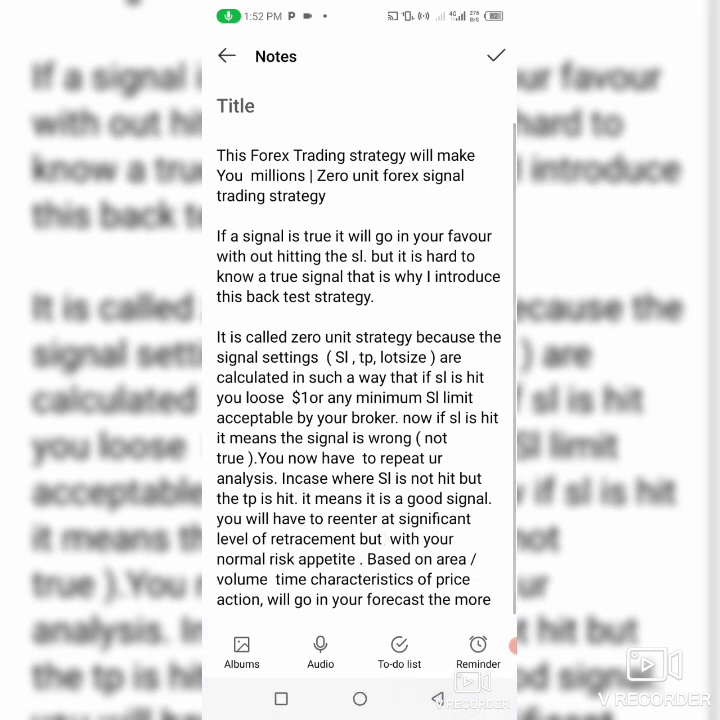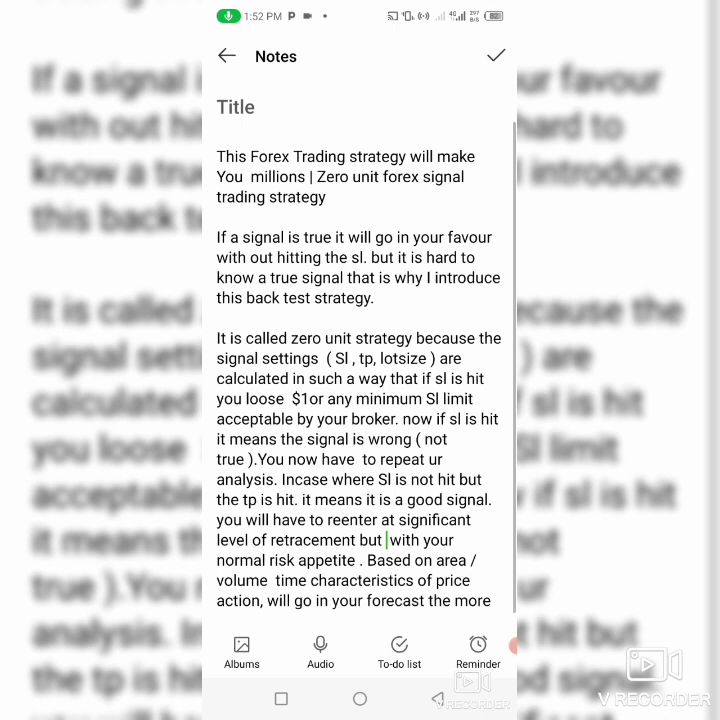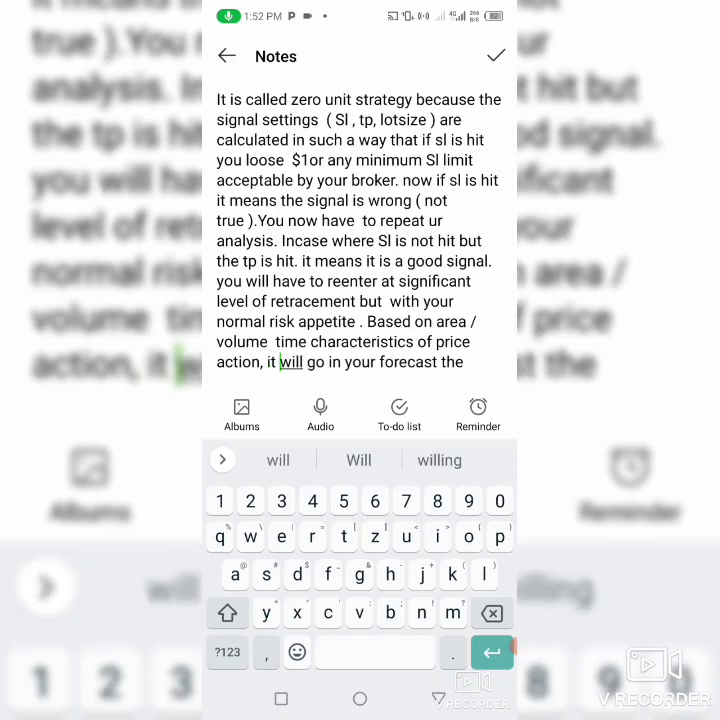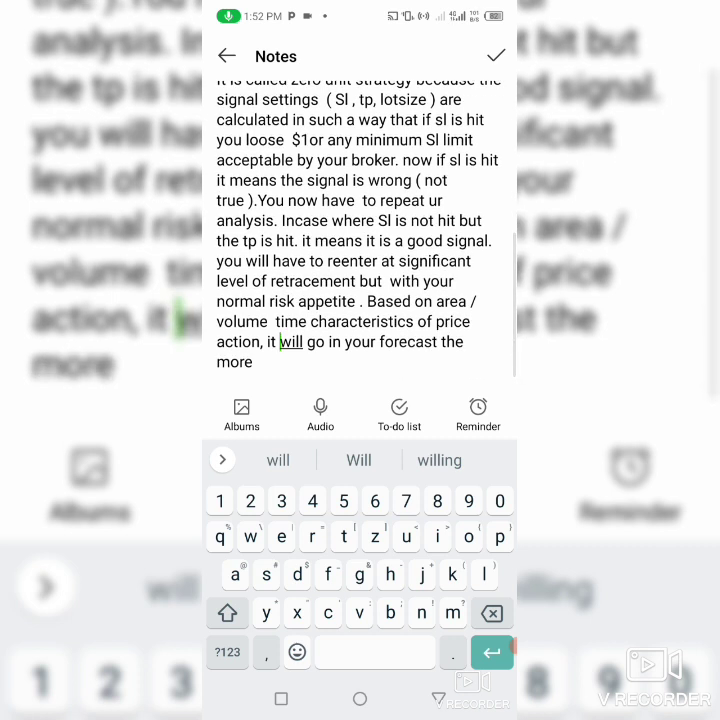Based on area, volume, and time characteristics of price action, the signal will go in your forecast. The simple idea is that a market that is selling and you catch it selling, it will keep selling in infinity of time. That's a theory. And the market that is buying and you catch it at the right price, at the right entry, it will keep buying in infinity of time. That's the theory of area, volume, time characteristics of price action.